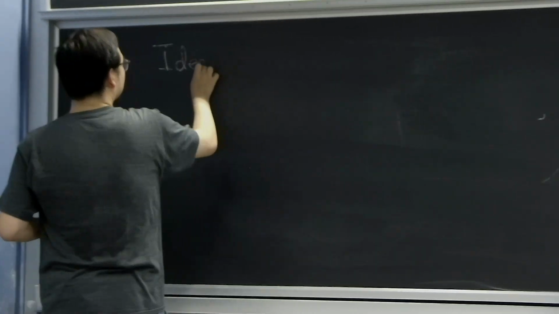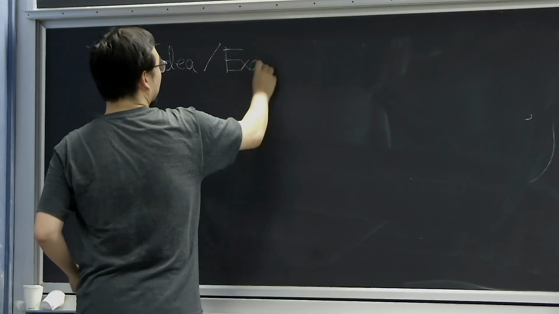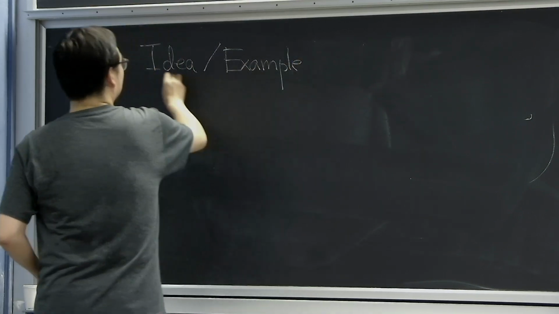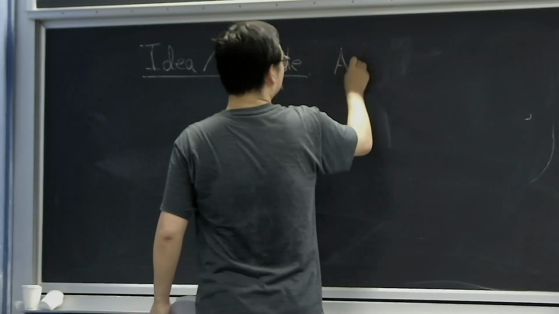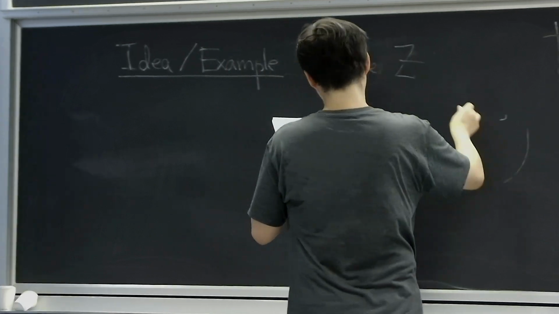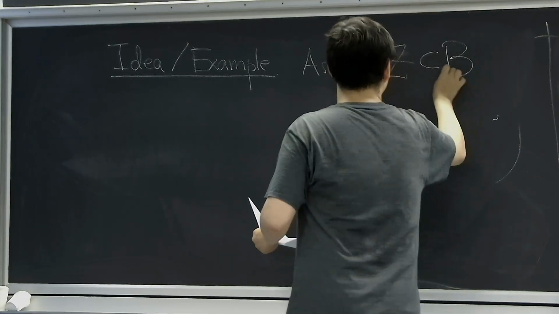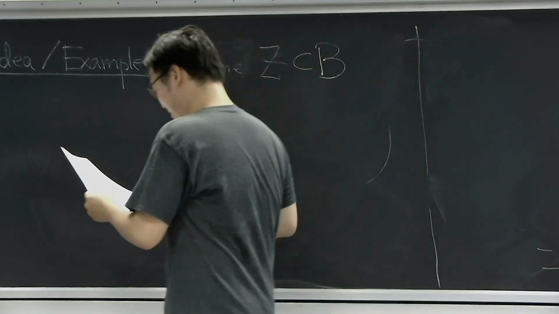Okay, so let's run the example. Let's run through the argument by actually doing an example. So let's assume C is a support. Now we consider the entire base B. So this is support.